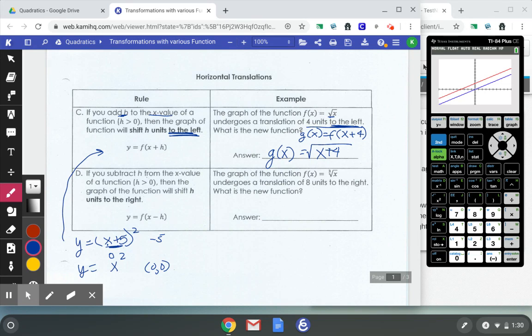So any time you add to the x value before you apply whichever type of function you're dealing with, you adjust the x value first, you're going to think the opposite, and that's what's going to move you to the right or the left. And that's what letter D is. Letter D is saying, what if this time I subtract from my x coordinate? Let's go back to this linear function. If I subtracted 4, what happens? It shifts to the right. So for both of these, you're going to think opposite.